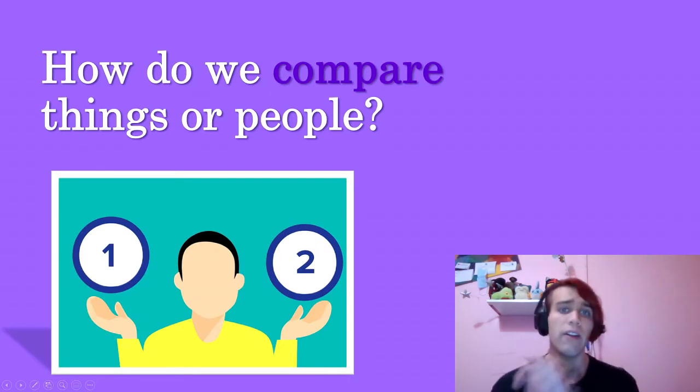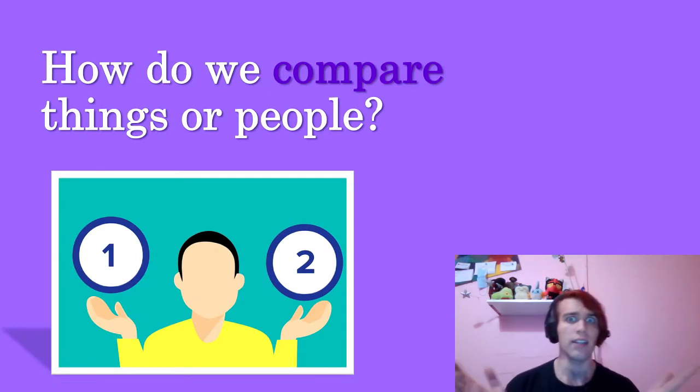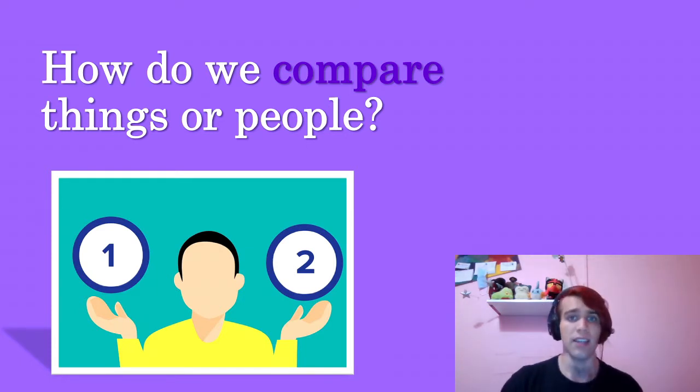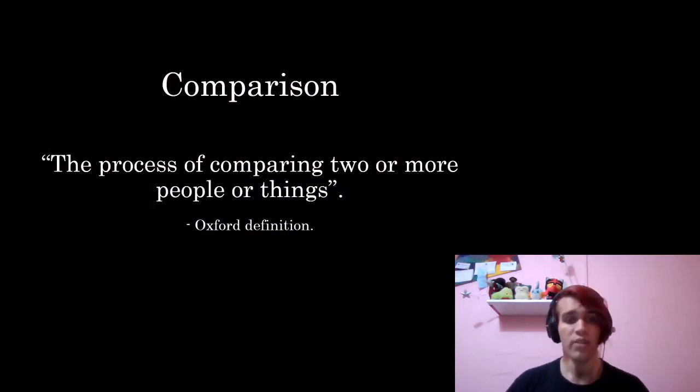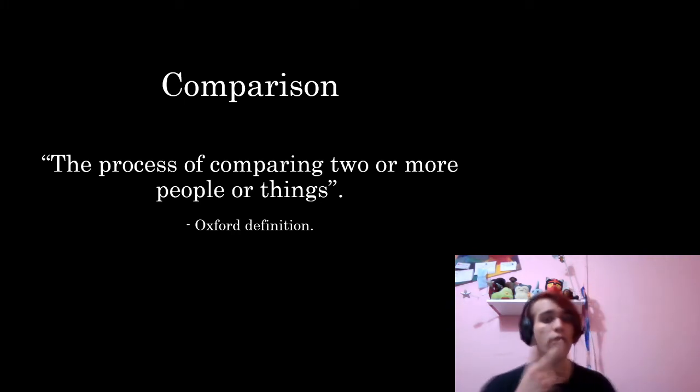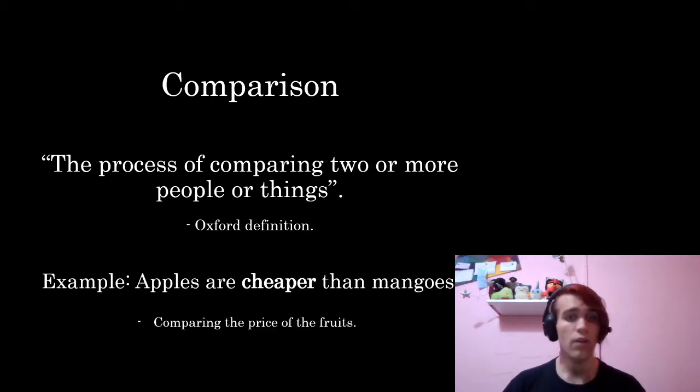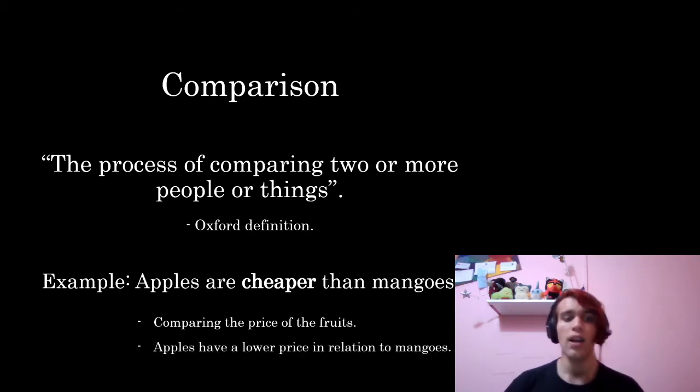How do we compare things or people in English? Well, there are a lot of ways and it's really easy actually. But first, let's go through what a comparison is. A comparison is the process of comparing two or more people or things. For example, apples are cheaper than mangoes. What I'm trying to do is to compare the prices of the fruits and indicating that apples have a lower price in relation to mangoes.